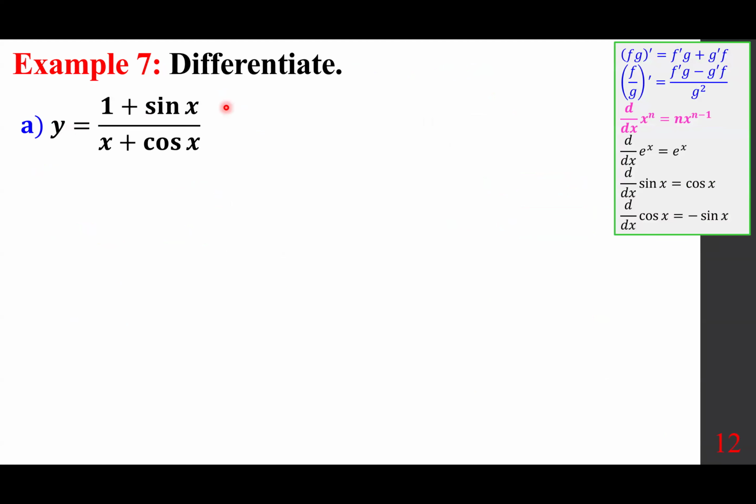We want to differentiate y equals 1 plus sine x over x plus cosine x. And we recognize this as f over g, and therefore we are going to use the quotient rule. Again, if I'm given this, I'm going to write this as f over g, and I'm going to write this formula, and I'm going to follow that. So y prime is a huge fraction bar. F prime, the derivative of 1 is 0. Sine is cosine x.